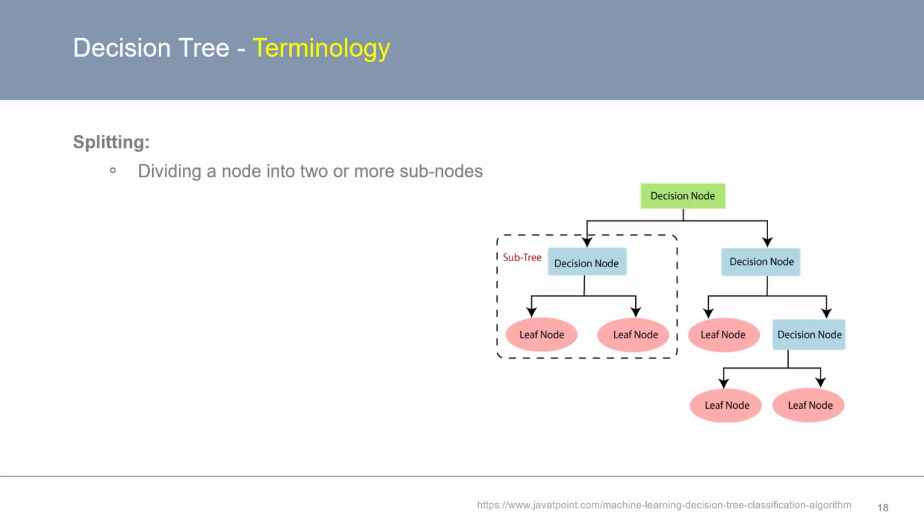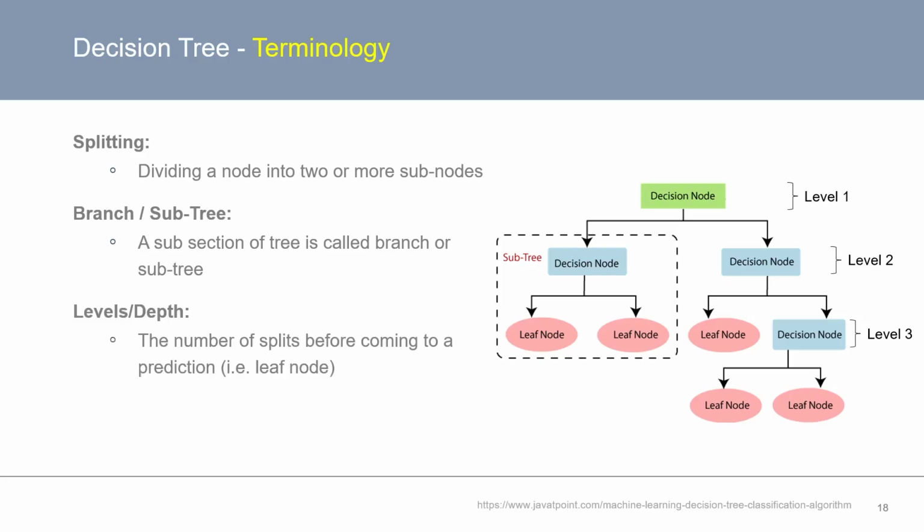Let's also cover some other useful decision tree terms. First, we have splitting, which refers to the process of instances in a decision node being further split into subnodes directly below it. Then we have the terms branch and subtree, which simply refers to some subsection of the overall tree. For example, the subsection highlighted by this dotted line box. And lastly, we have the terms level and depth that refer to the level in the tree at or below the root node. And we can see these levels labeled here on the far right. This number also identifies the number of splits in the tree that occurs before coming to a prediction.